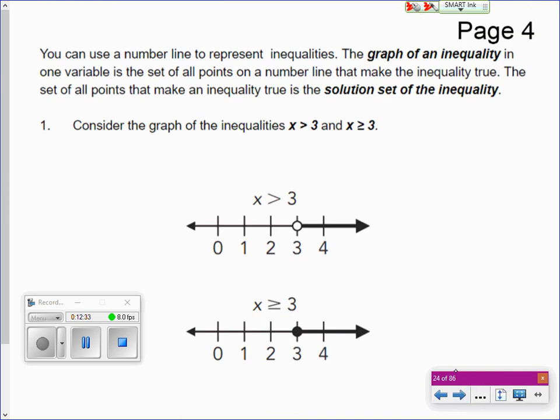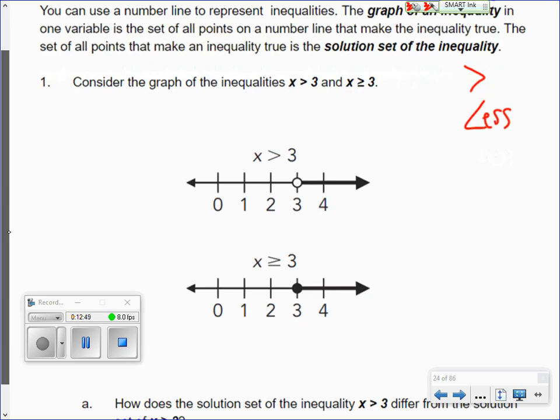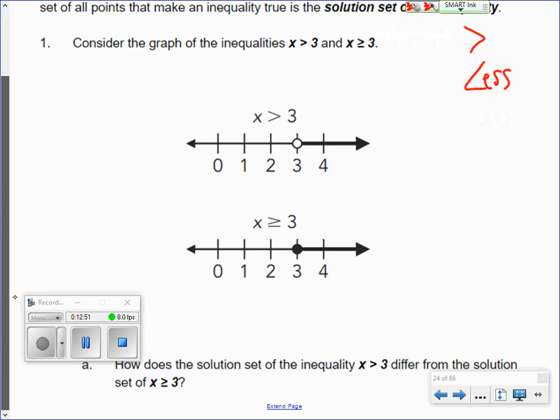Page 4. Now we're going to talk about inequalities. You guys know what inequalities are, the greater than and the less than. Remember, less than spells the word less. I want you to take a look at these two graphs. Letter A asks, what are the differences or what are the similarities? What's going on with them?